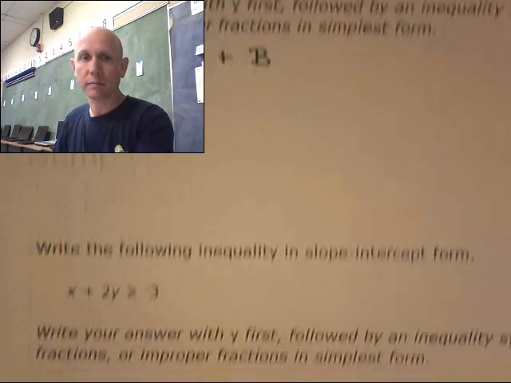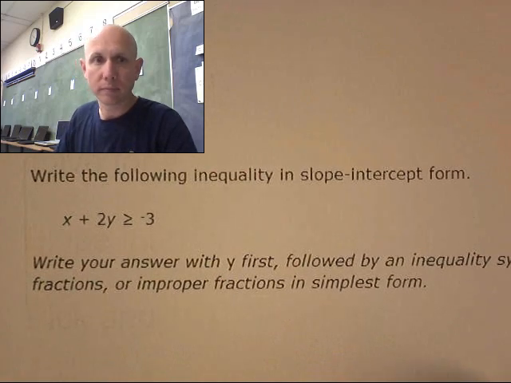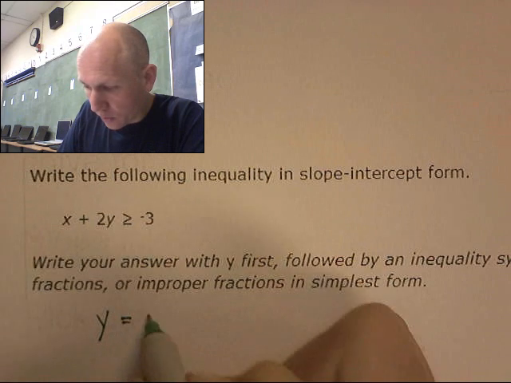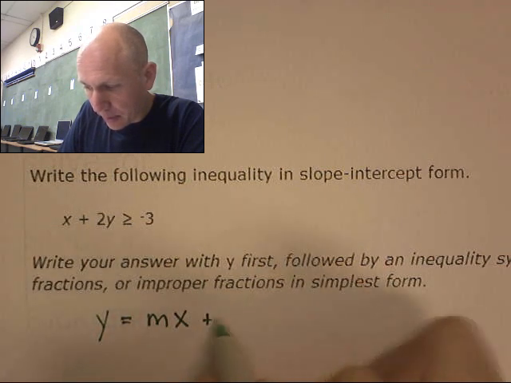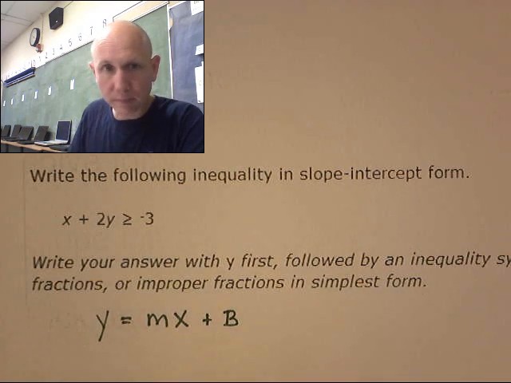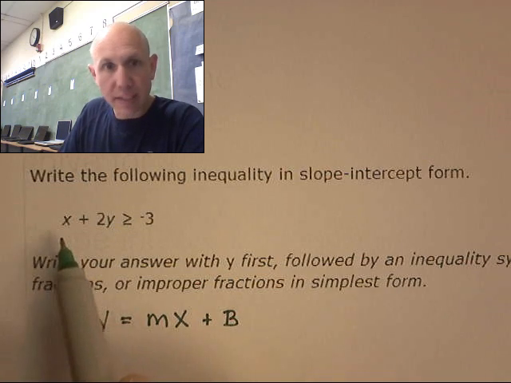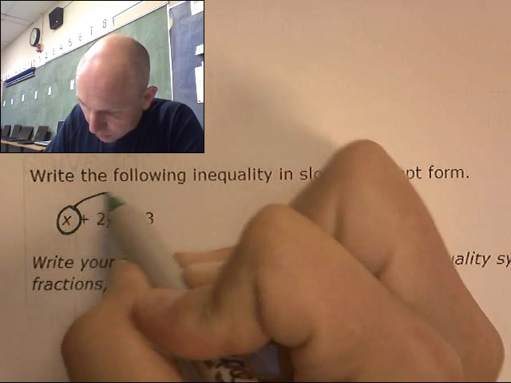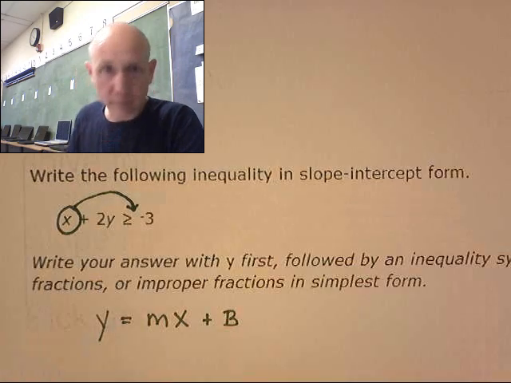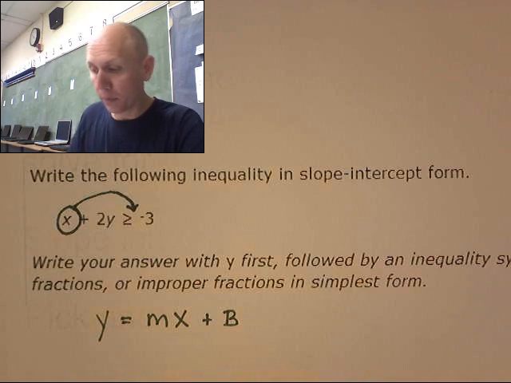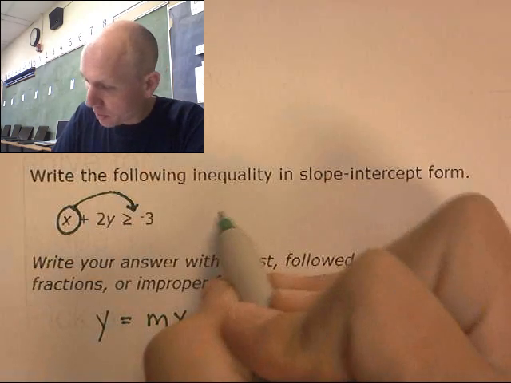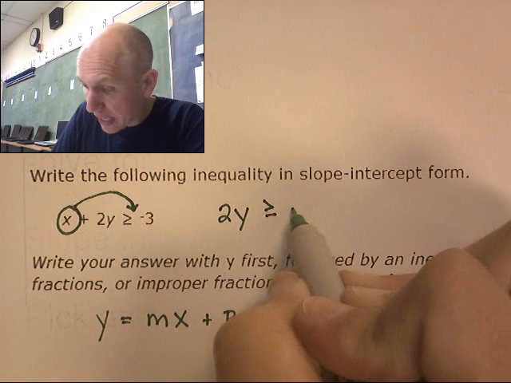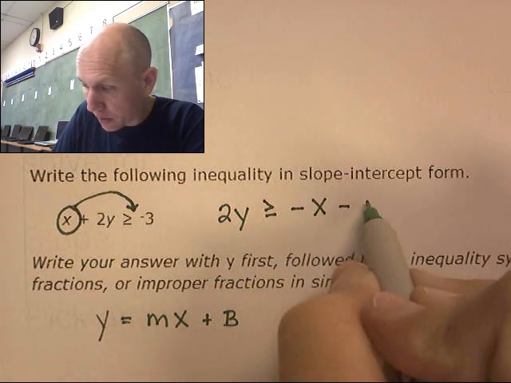Here's another one. I want y equals mx plus b. The x is in the wrong spot. This x needs to be right there. Well, let's move him. That's going to give me 2y is greater than or equal to -x minus 3.